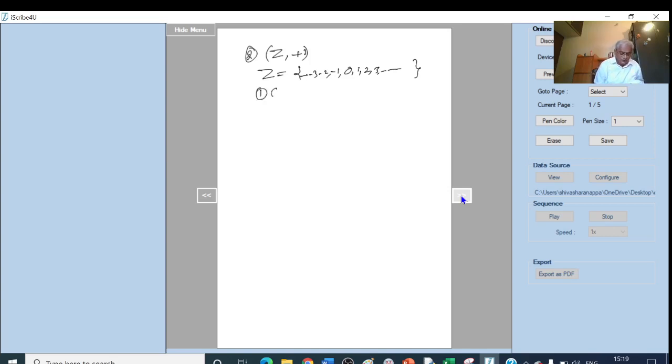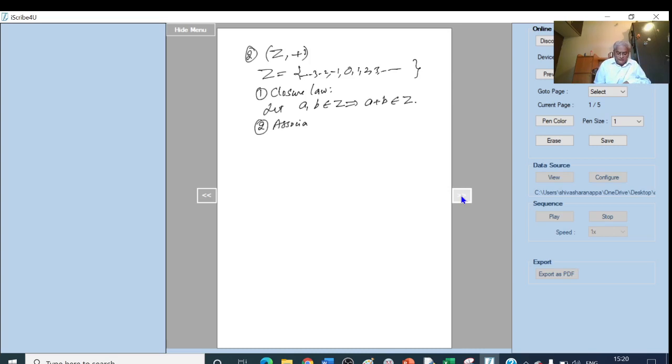Now first one, closure law. Let A and B be any two elements belonging to Z. Then can I write A plus B also belongs to Z? Definitely I can write, because here A is an integer, B is an integer. Then addition of two integers is again an integer. So therefore this belongs to Z. Closure law is satisfied. What about the associative law?